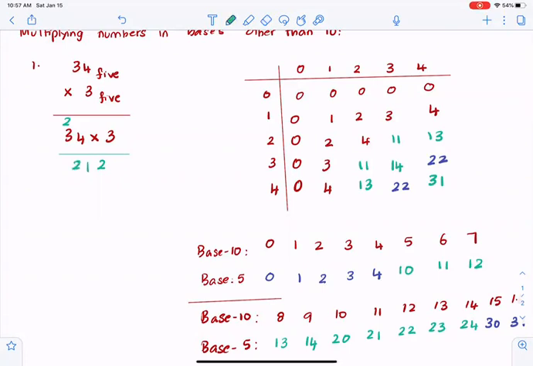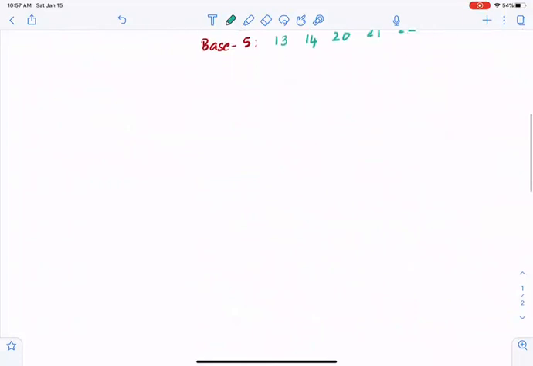So when we multiply 34 in base 5 with 3 in base 5, the resulting answer is 212 in base 5. So writing the table out is always useful. With practice, one can do this mentally. So we can write out our usual table.